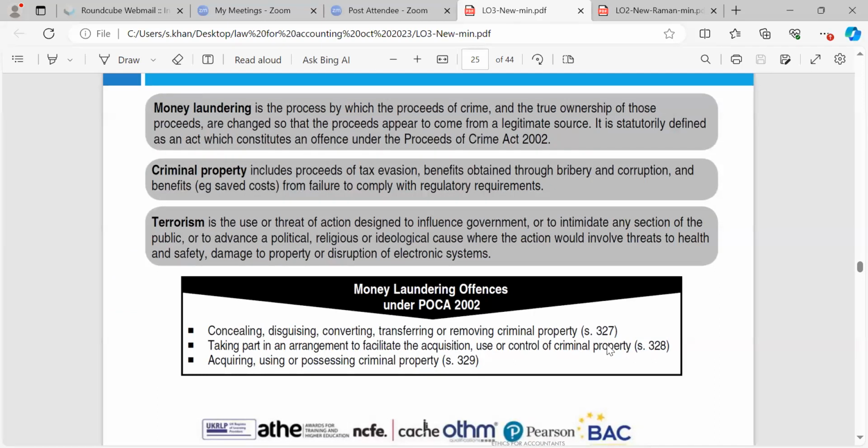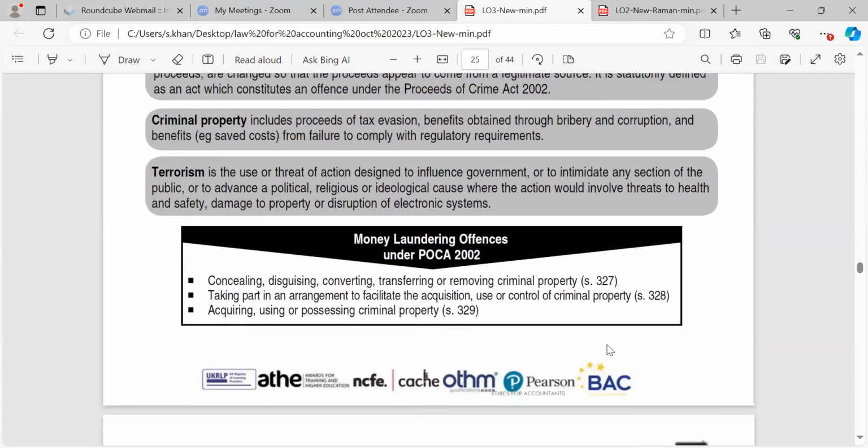Criminal property includes proceeds of tax evasion, benefits obtained through bribery and corruption, and benefits from failure to comply with regulatory requirements. Terrorism is the use of threat or action designed to influence government or to intimidate any section of the public or to advance a political, religious, or ideological cause, where the action would involve threats to health and safety, damage to property, or disruption of electronic systems.